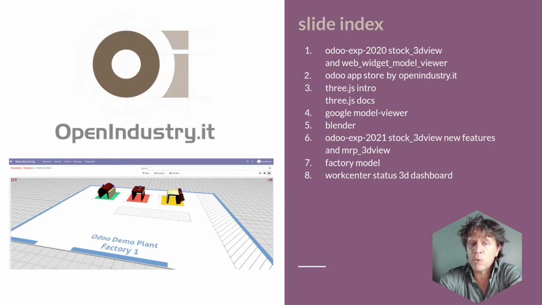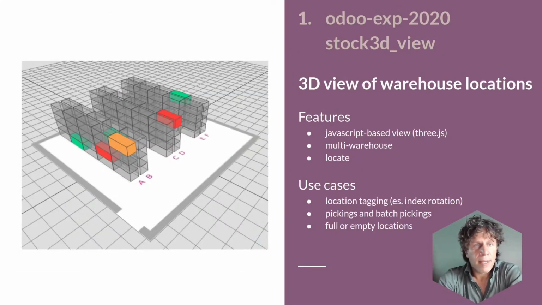Ideas in progress to arrive today to show MRP 3D view using 3D models in GLTF format. The first presentation at Odoo Experience 2017 was with Odoo 10. At Odoo Experience 2020, we presented a stock 3D dashboard to visualize multi-warehouse locations. We developed a JavaScript-based view using three.js.